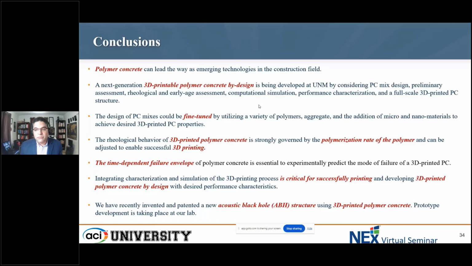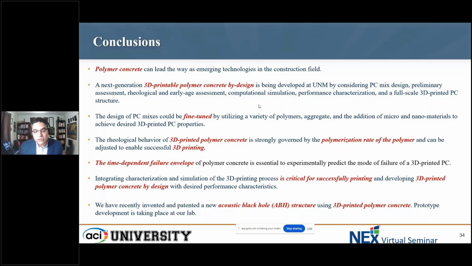A time-dependent failure envelope is important to build. We have a methodology to build it. We are improving this method. We published about it, but we are improving it as well. We are integrating the characterization and simulation to improve the quality and the success of our printing, to get a printed polymer concrete with the desired performance characteristics.